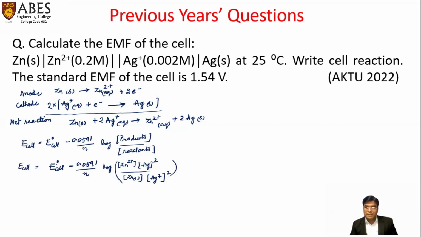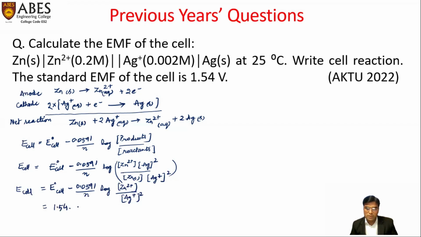Here the terms which represent the solid species will be unity. So the equation reduces to E cell equal to E naught cell minus 0.0591 upon n log Zn2 plus upon Ag plus whole square. Now we will place the concentration terms given in the question here. E naught is given as 1.54 volt.